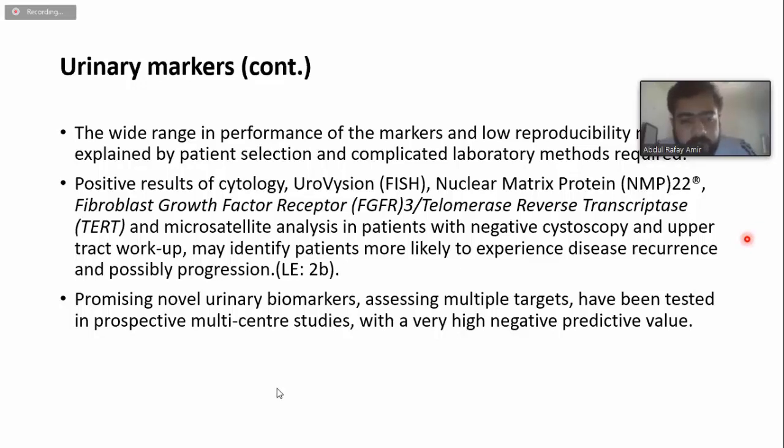A positive result of cytology, UroVysion, nuclear matrix protein, FGFR3 or TERT, and microsatellite analysis in a patient with negative cytology or upper tract workup may identify patients more likely to experience disease recurrence and possible progression. Promising novel urinary markers are being developed with a high negative predictive value.